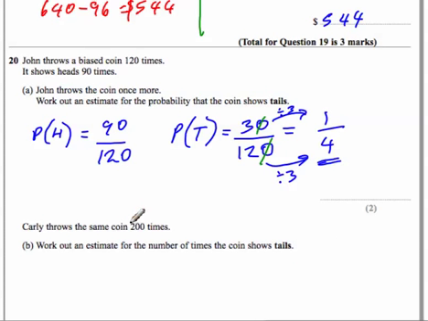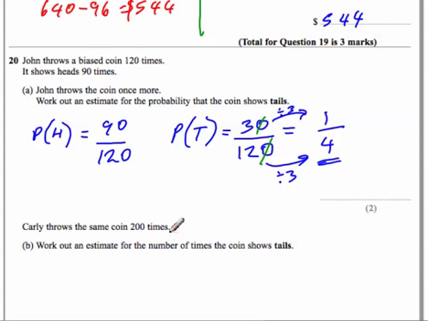Carly throws the same coin 200 times. Work out an estimate for the number of times the coin shows tails. Now this is a biased coin, so we have to stick with the probabilities that we've been given here. There's no point thinking that the probability of getting a tail is a half, because for this coin it isn't, because it's biased. If it was fair, it would be a half, but it isn't.